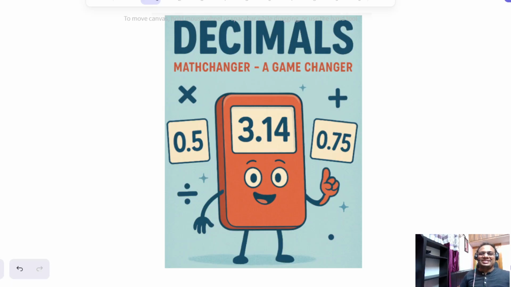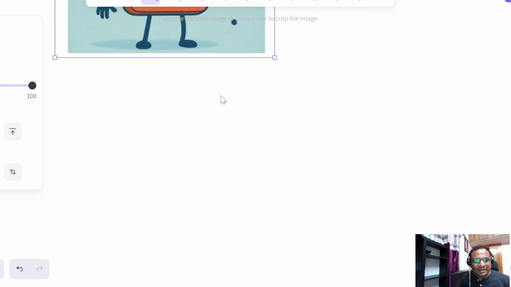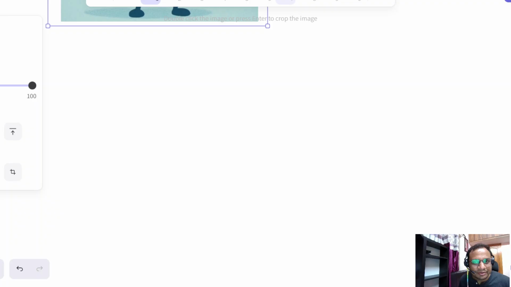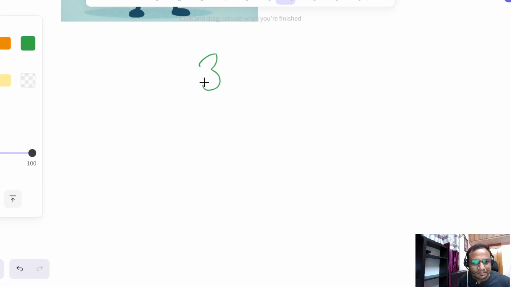So today we'll discuss decimals. So what are decimals? Decimals is just a way of writing numbers using a decimal point. So if I take a number 3.4.